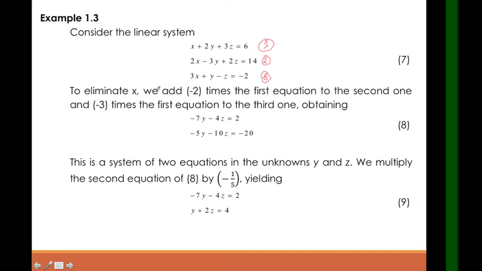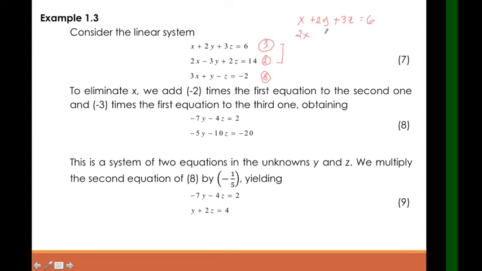Okay, to eliminate the x in the second and third equations, we add negative 2 times the first equation to the second one, and negative 3 times the first equation to the third one. So if we do that, let's do the first one. I hope you can see it. x plus 2y plus 3z equals 6.